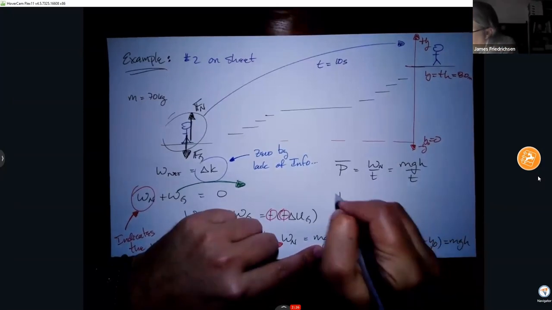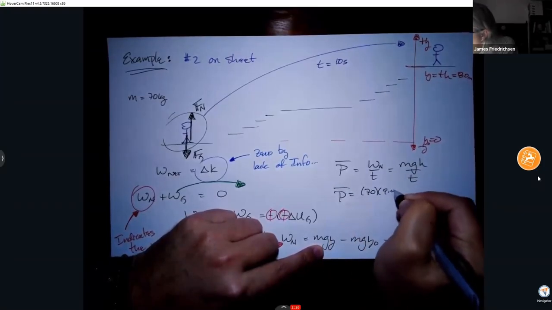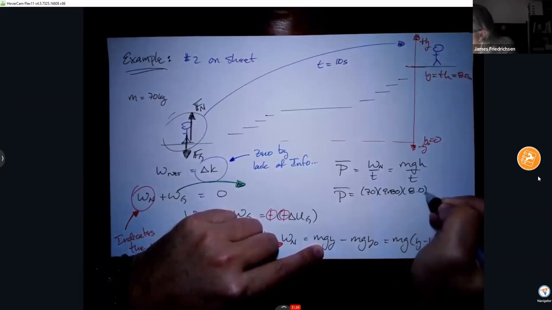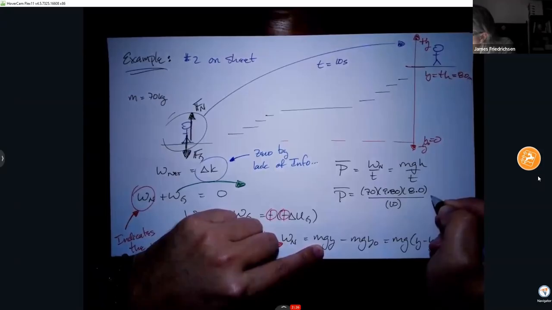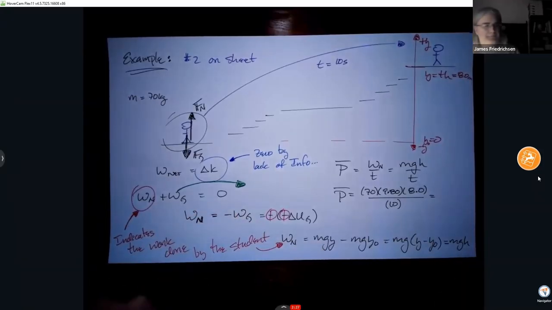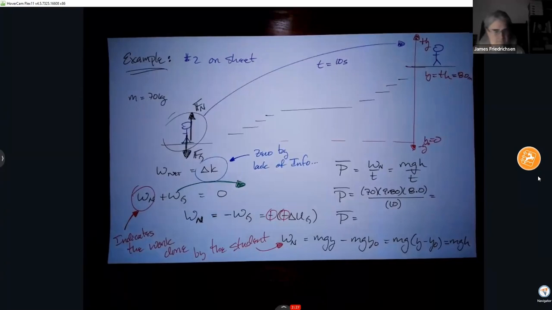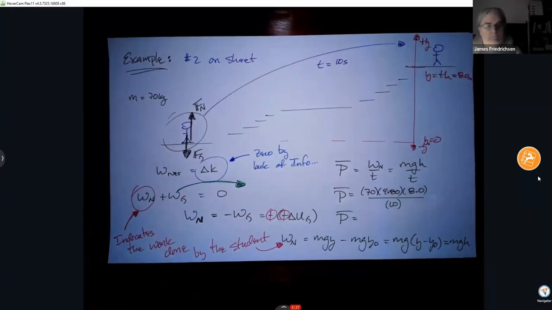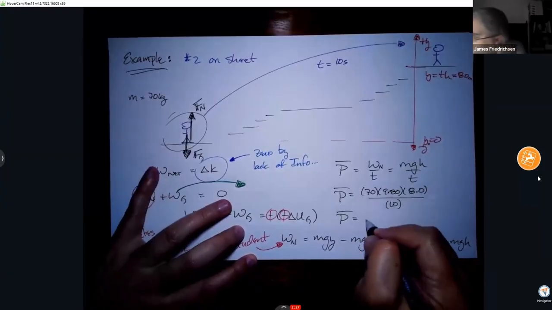Okay, so let's calculate our average power. The mass of the student was 70 kilograms. g is again our 9.80. Do not make it negative. The height was our 8 meters, and since we went up, it's positive. And the time was 10 seconds. So what do we get for the average power? 548.8.